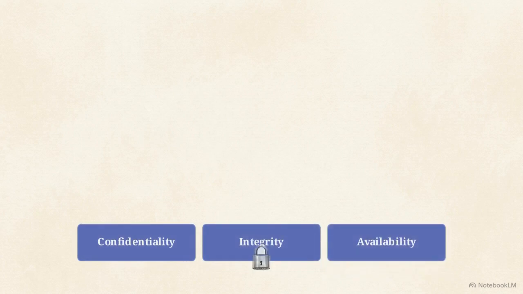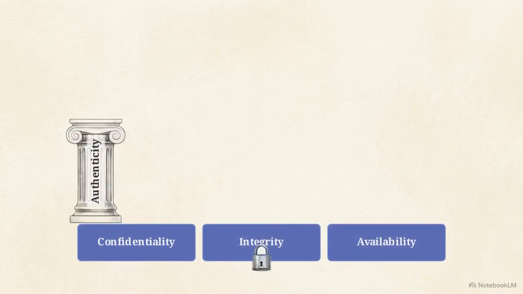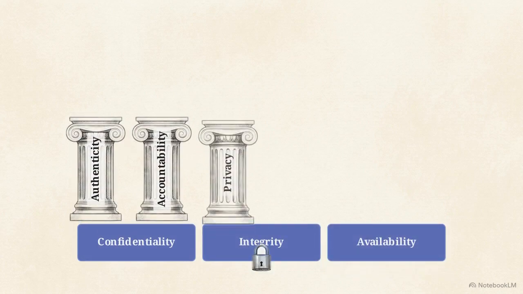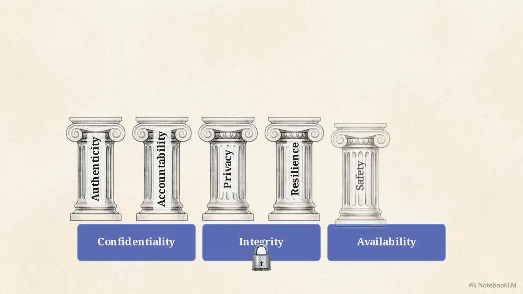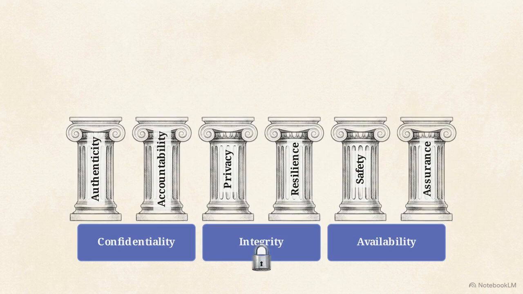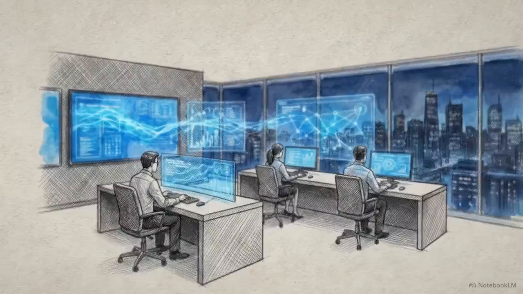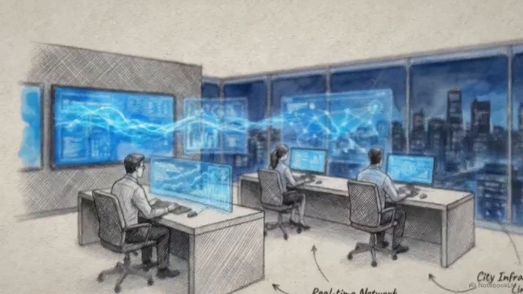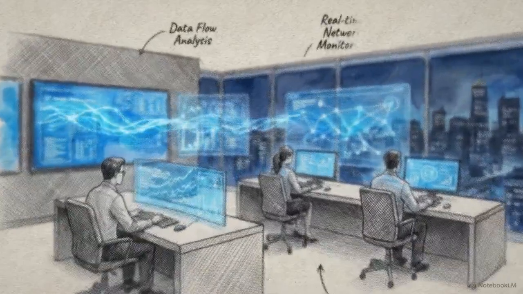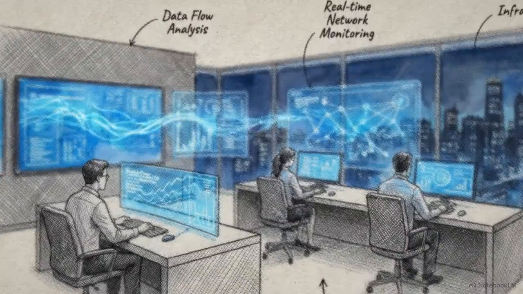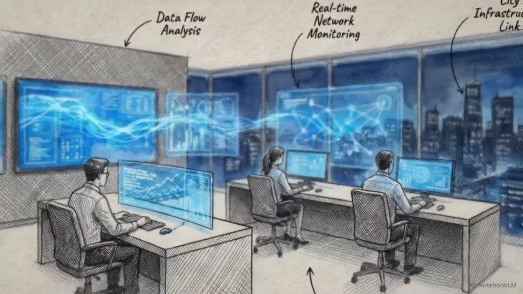The result is a structure where the CIA triad provides the foundation, and the extended objectives, authenticity, accountability, privacy, resilience, safety, and assurance, build upward to support a unified governance strategy. Digital trust is the emergent outcome of harmonizing these varied objectives. Cybersecurity professionals architect the complex systems of agents, identity, and resilience that allow organizations and people to operate with defensible trust.